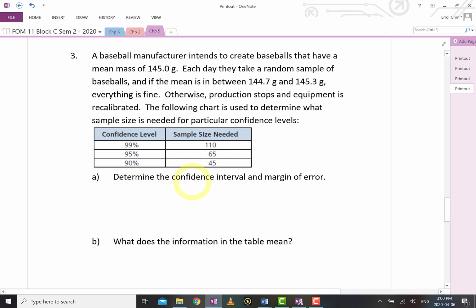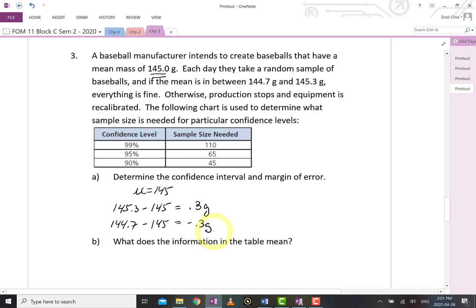First of all, it says here, can you determine the confidence interval and margin of error? Well, we know that the mean is 145. If the high end is 145.3, 145.3 minus 145, we know that on the high end, we're willing to accept 0.3 grams difference. Now, if we know again that on the low end, it's 144.7 grams, and we know the mean is 145, well, we're willing to be short 0.3 grams.